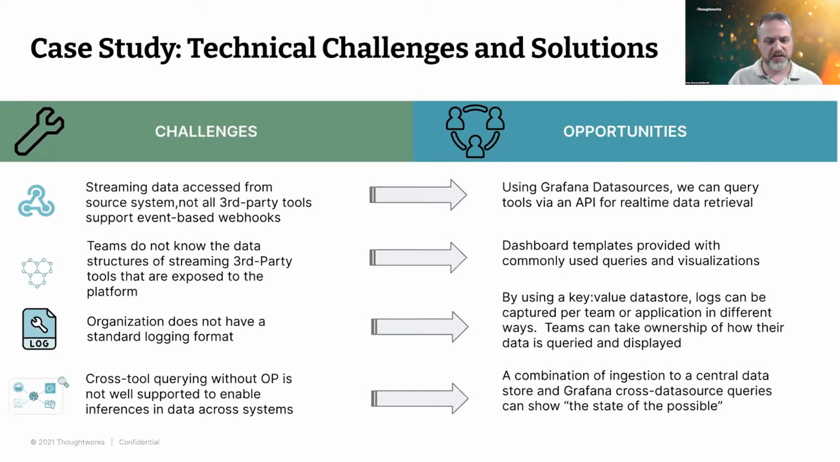So we wanted to access streaming data from a source system, and then we wanted to use event-based systems, knowing that not everything might support webhooks. By using Grafana, Grafana has data sources with an SDK that we could build our own so that we could query APIs in a polling fashion if needed, or even on demand, preferably when dashboards are loaded, to get that real-time data retrieval for our customers.